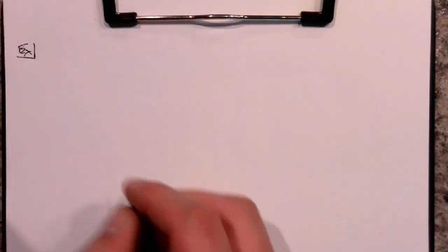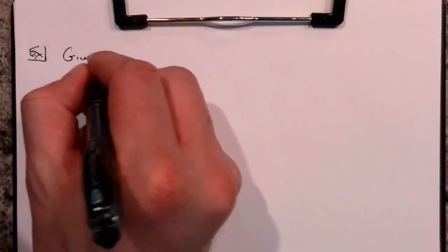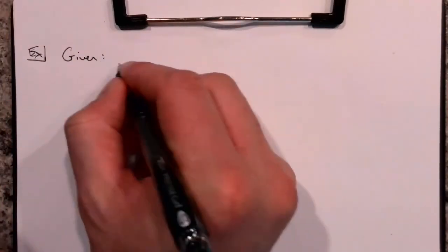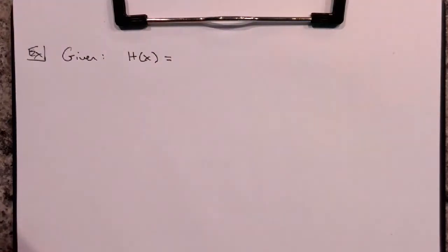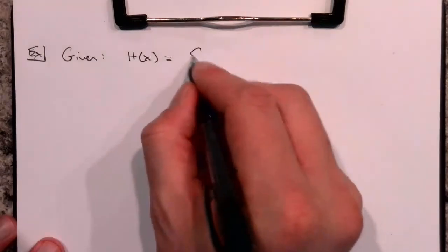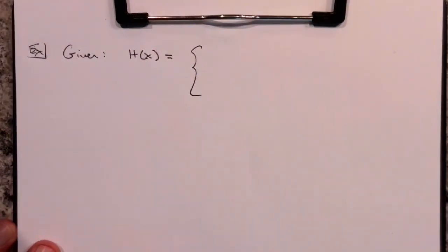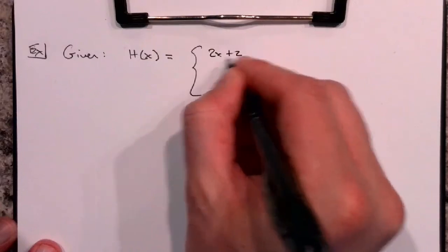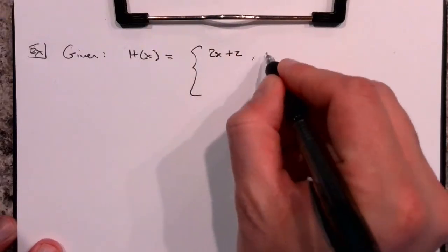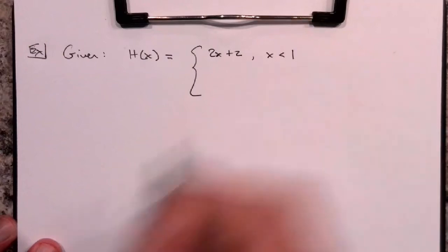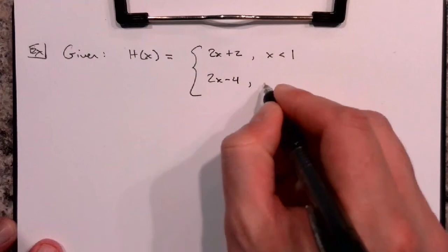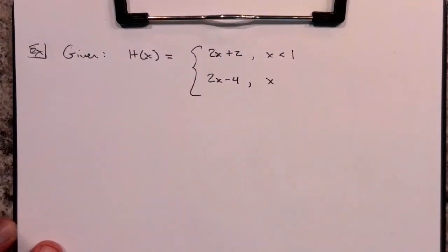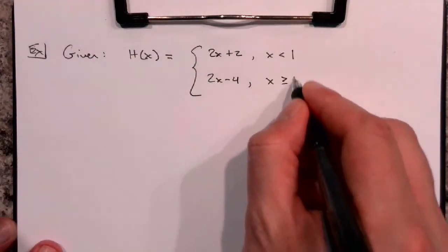So in this example, we'll say given h of x equals, it's going to be a piecewise function. We'll say 2x plus 2 for x less than 1, and 2x minus 4 for x greater than or equal to 1.